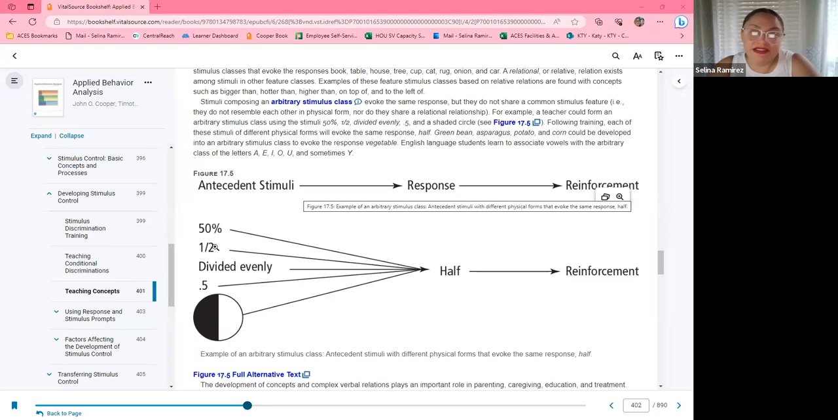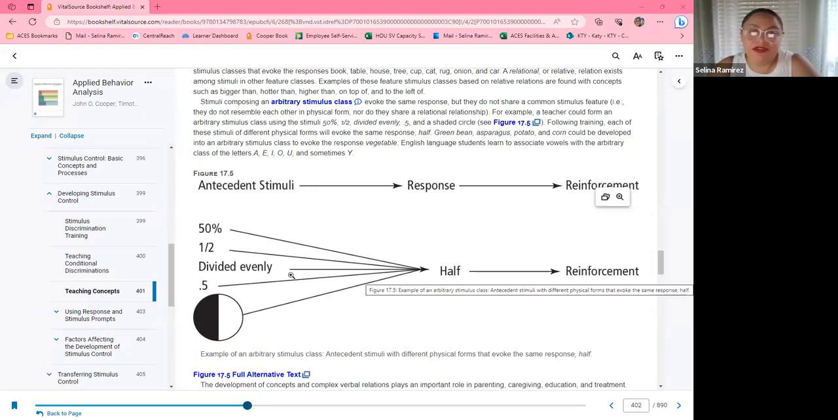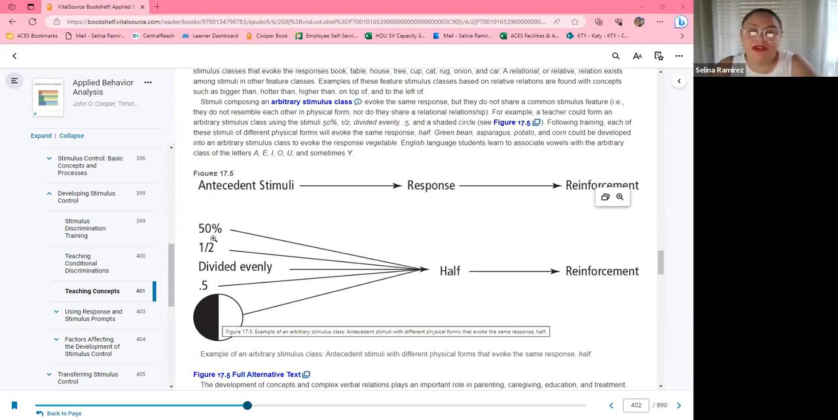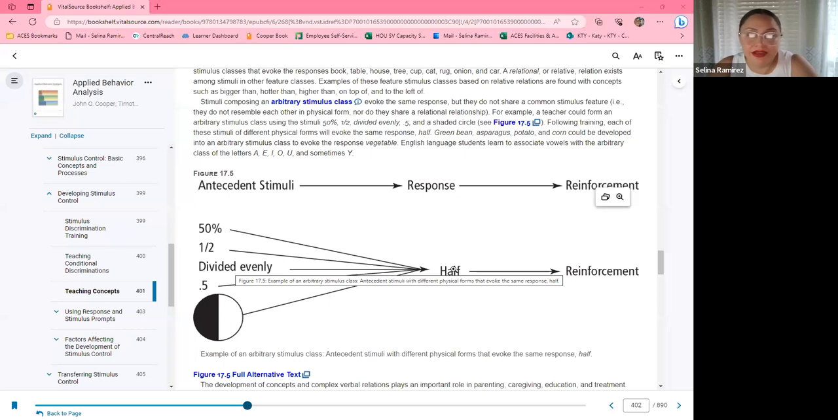So here it's just giving us a nice little visual about different stimulus classes. This one's the arbitrary, right? It's giving us different examples of half. They all mean half. And when kids are learning math, they're learning all of the different ways to express a half. But all of those will get you reinforcement because that's the correct answer.